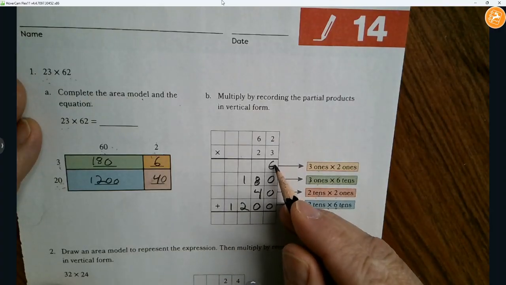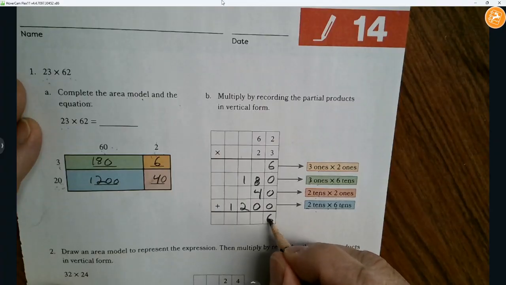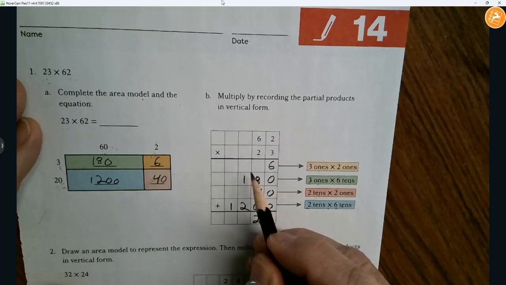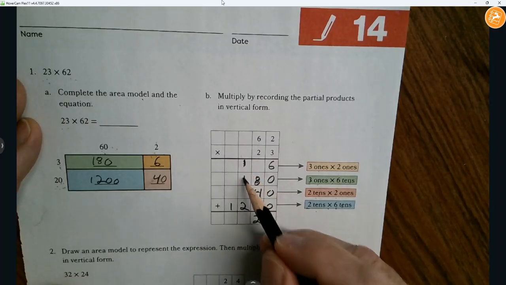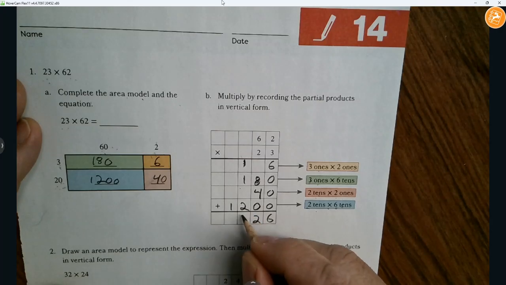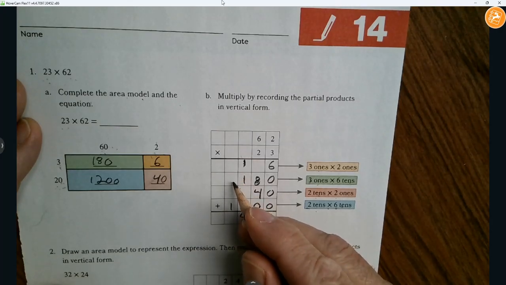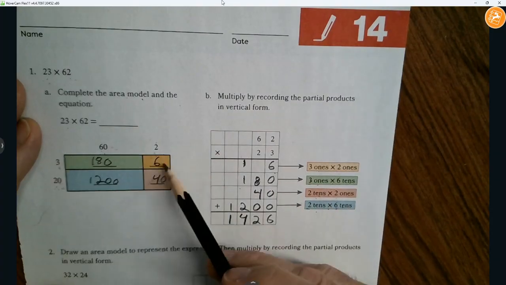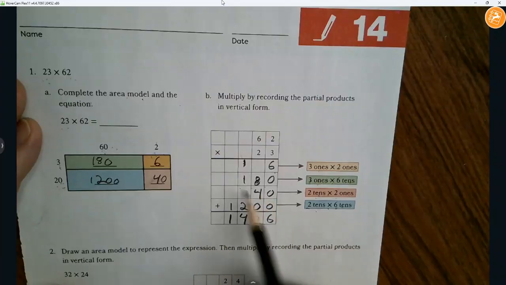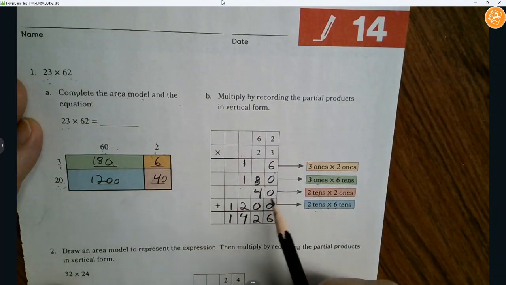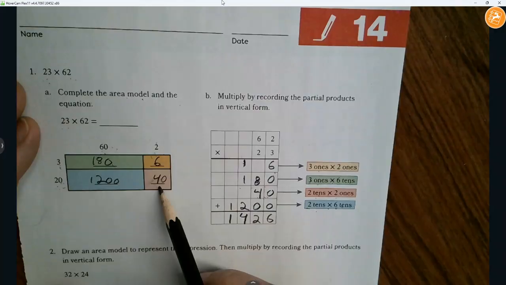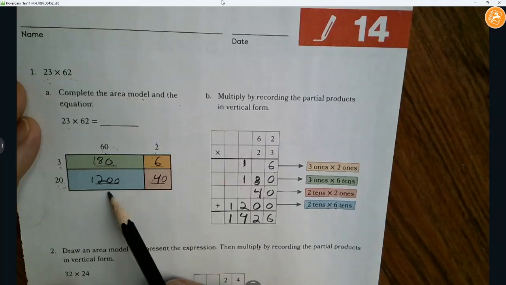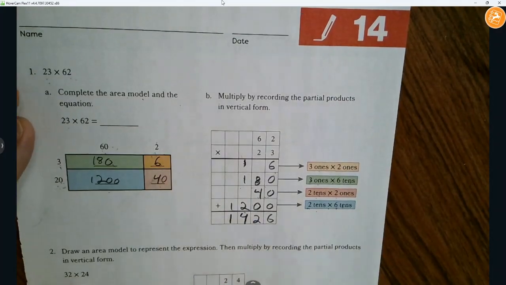If we add straight down, 6 plus 0 plus 0 plus 0 is 6. 8 plus 4 plus 0 is 12. So put that 2 there and carry that 1 back up top. So 1 plus 1 is 2. 2 plus 2 is 4. And 0 plus 0 plus 0 plus 1 is 1. And if we look, we had a 6 here and a 6 here. We had 180 here and 180 here. We have 40 here and 40 here. And we have 12 here and 12 here with the zeros behind it.